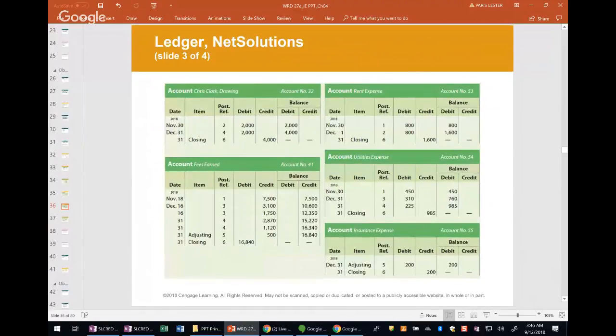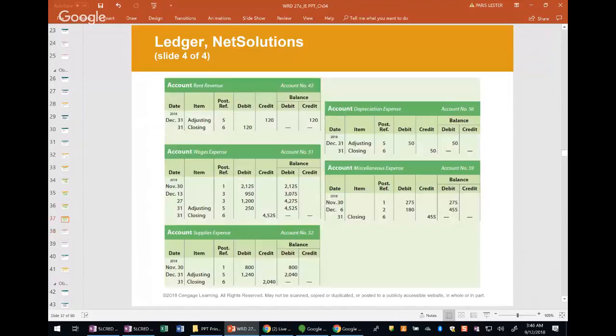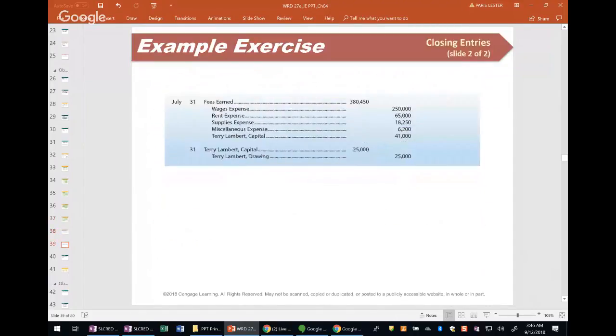These have to be posted. We're not going to take time to do this, but with debit fees earned, we'd credit wage, rent, supplies, miscellaneous expense. We would credit draw and debit capital. That would be the two entries to close accounts.